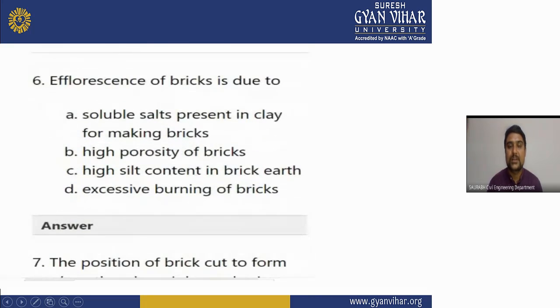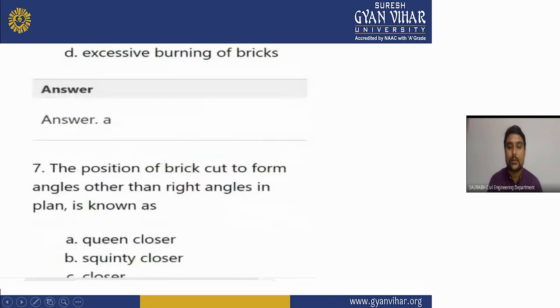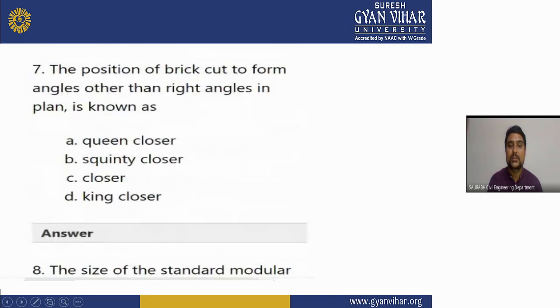Efflorescence of brick is due to what reason here? Soluble salt present in the clay for making brick, high porosity of brick, high silt content in brick earth, and excessive burning of clay. Let's see what will be the right answer here. Here right answer will be soluble salt present in the clay for making brick. Efflorescence will happen due to soluble salt which is present in the clay for making a brick. Now come on the next question.